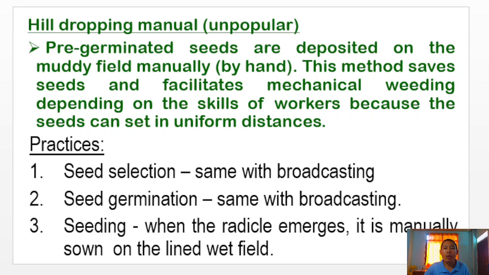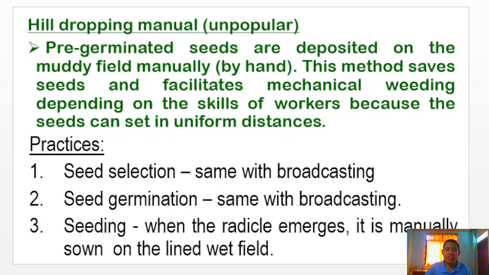Then we have the hill dropping or the manual method. Hill dropping manual method, this is quite unpopular. Only few farmers are practicing this method. This is where pre-germinated seeds are deposited on the muddy field manually by hand. This method saves seeds and facilitates mechanical weeding depending on the skills of workers because the seeds can be set in uniform distances. In selecting the seeds, same with the broadcasting and drum seeding.